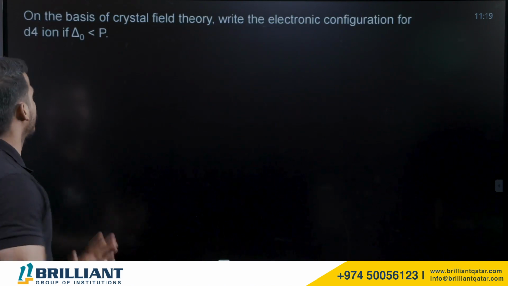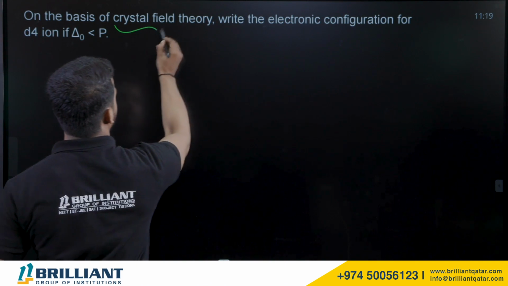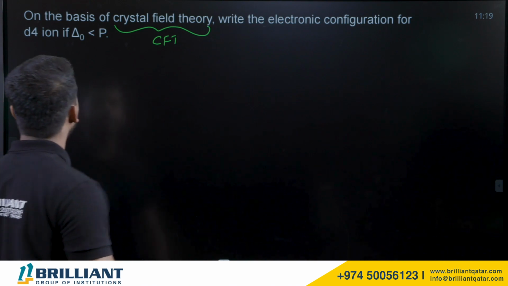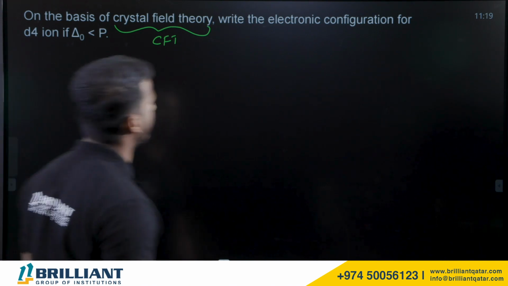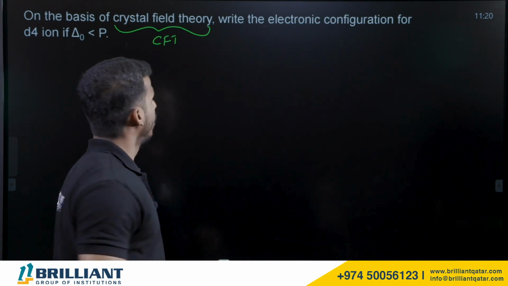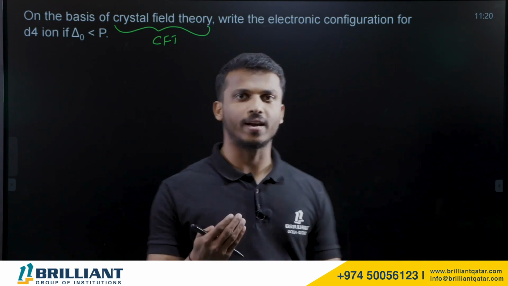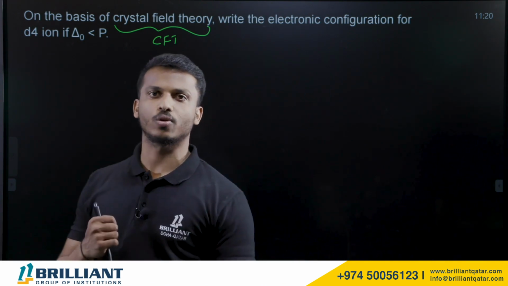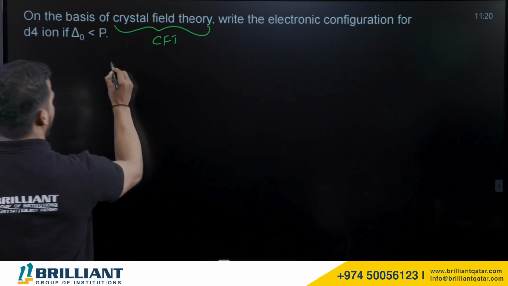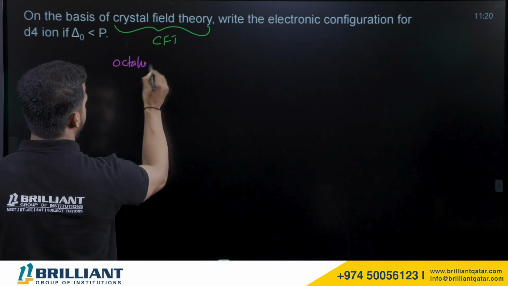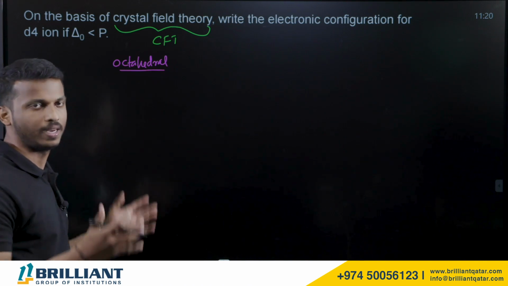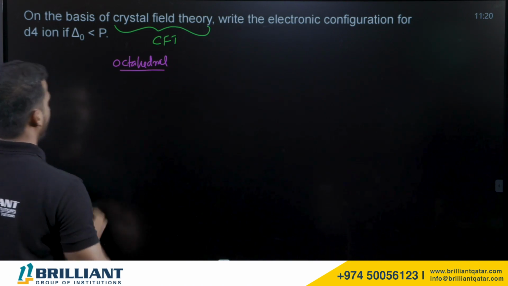An expected question: on the basis of crystal field theory, CFT, write the electronic configuration for a d4 configuration ion if delta O is less than P. Here actually they have to specify which system it is, like whether octahedral or tetrahedral. Mostly they will ask you the question for d4 in octahedral complexes. Dear all of you, in an octahedral complex, we studied how the d orbitals are splitting. Right? So let me tell you the basic idea.